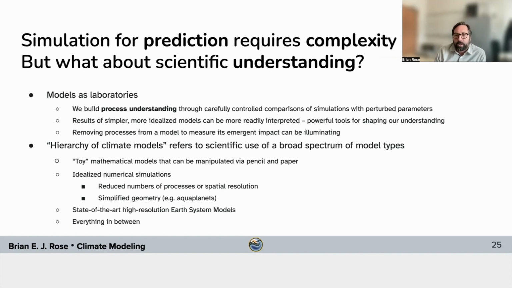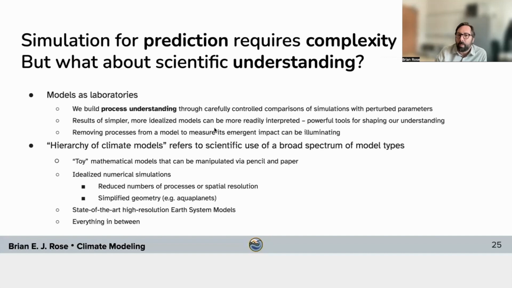But the other one is just more of the idea of interpreting the result. With a simpler model, it is easier to understand why the model did what it did. And so often we have an easier pathway to extracting some learning. And so we often take the results of simpler model experiments and use them to build understanding that we can then bring to bear on more complex representations of the climate system. And so a term that gets used a lot in this context is mechanism denial. And that's this bullet point here.